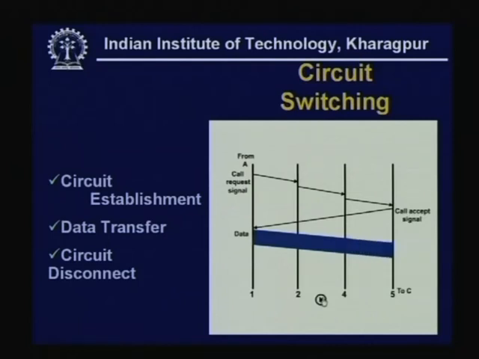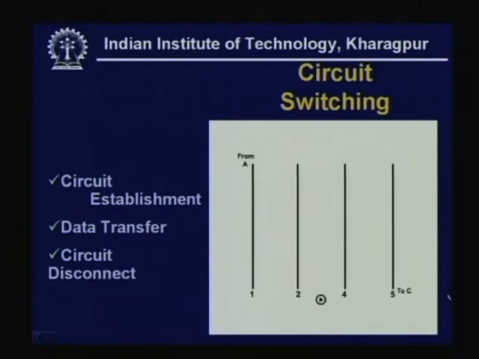So, this is how data is sent, and after the data transfer is complete, the acknowledgement signal comes from the other end, from node C to node A, from station C to station A, and the circuit disconnect is performed. So, this is how the data transfer takes place in circuit switching.